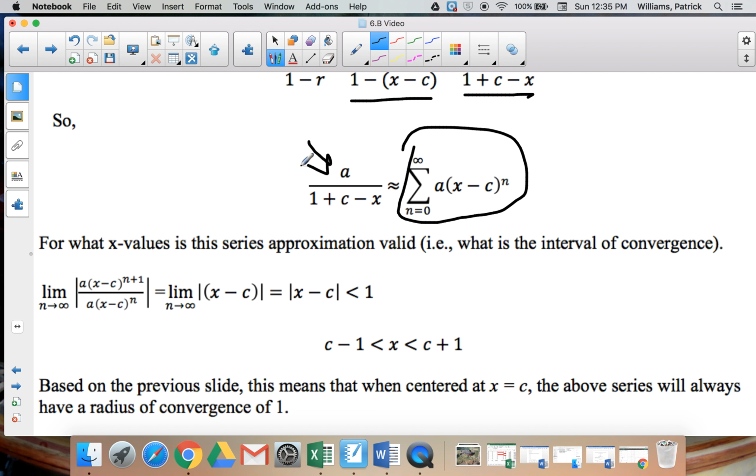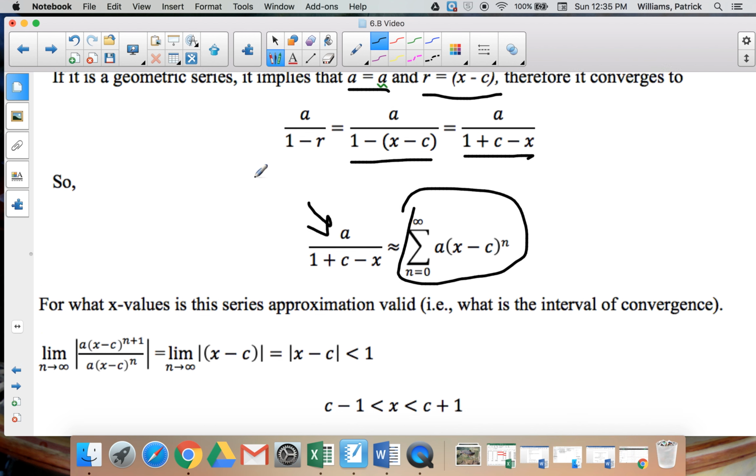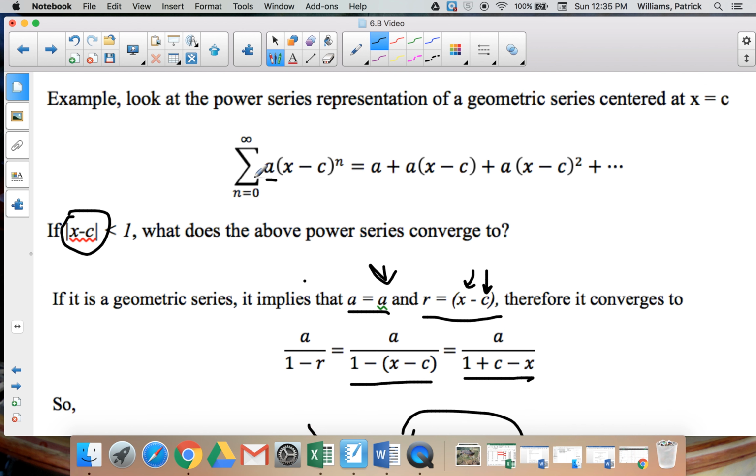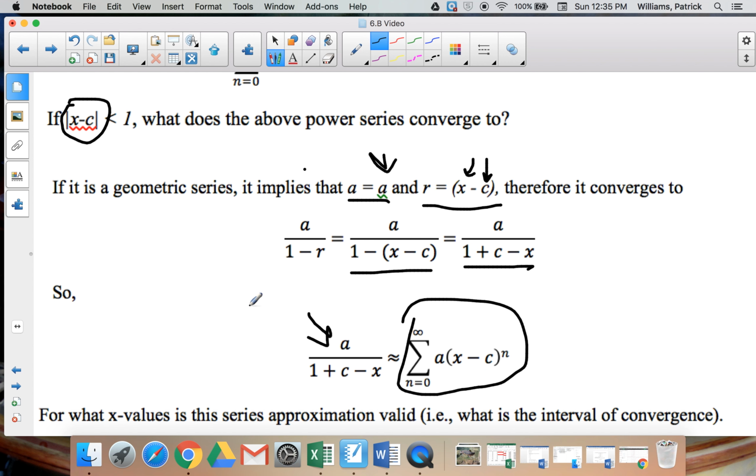So if I plug in a constant for a, a value for c, and a value for x, I can completely approximate that value with this function. Now remember what I said, all power series converge when x is equal to c. So what I want to find out now is, what x values besides x equals c can I plug into this series to get it to converge to what the function on the left is? So I want to find its interval of convergence.